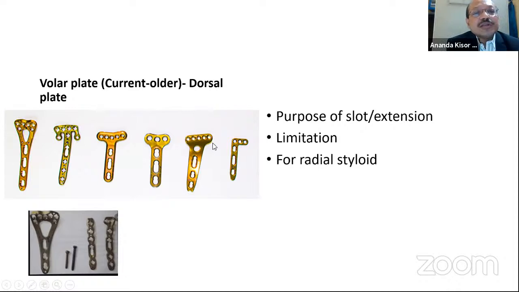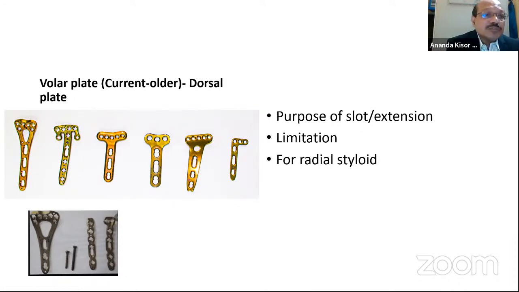These are also somewhat older, and this is the dorsal plate. So these five are volar plates, and this is the one which is commonly used, and this is the dorsal plate. The purpose of the slot is for bone grafting; some synthetic bone graft can be injected through this.